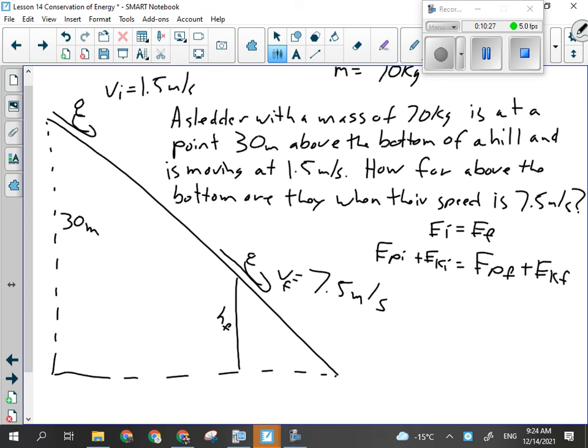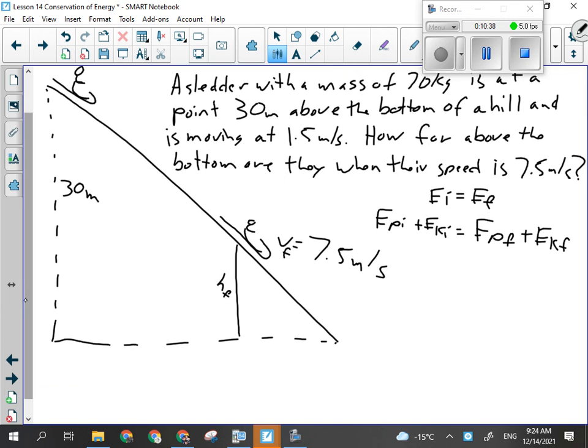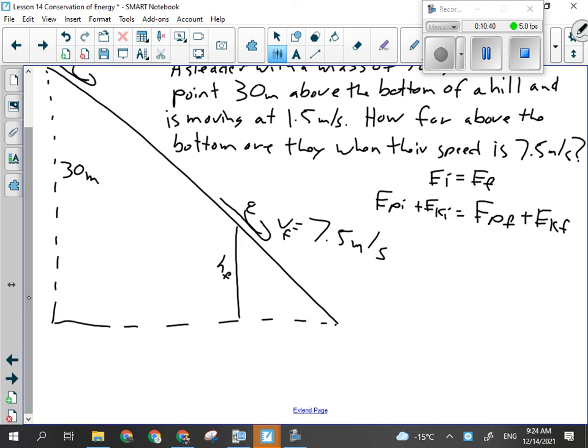And then my final, do I have final kinetic? Yes, it says here I'm moving at 7.5 meters per second at that position. Everybody with me there? All right, so I do have all four of the types of energy. So now I need to look at what I need to solve for. I'm solving for final height. Which term is that part of? EPF, it's part of my final potential energy.